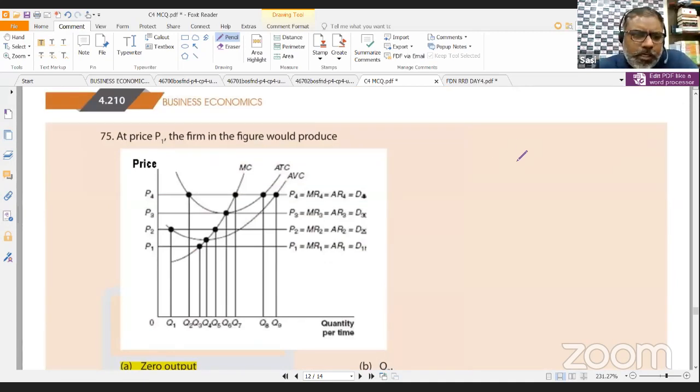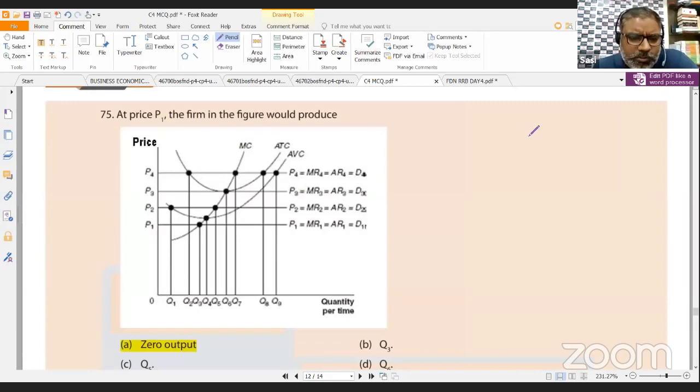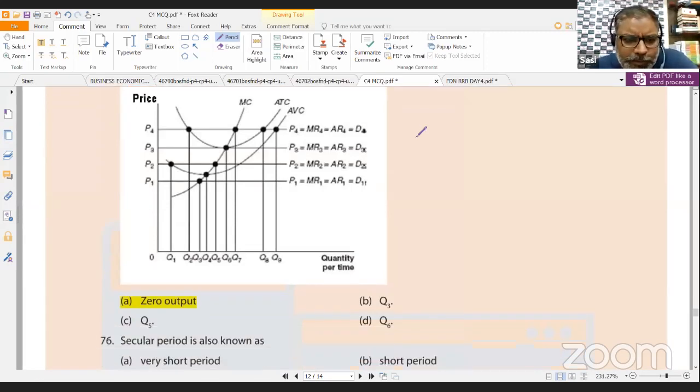Exceptions will always be there. Then question number 75. Look at this question, very important. At a price P1, the firm should produce how much? Very, very crucial thing. Price P1. At a price P1, where is this price P1? This is the price P1.